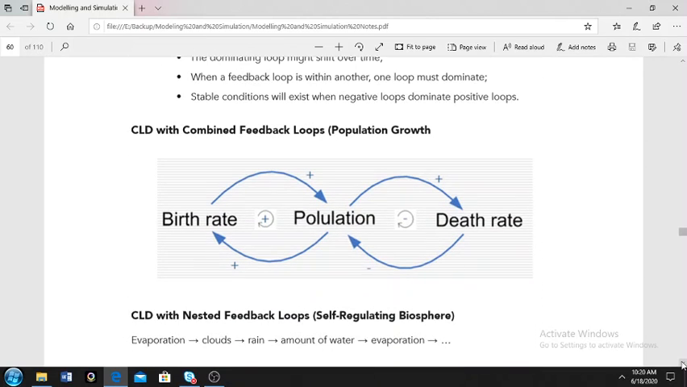Now let's have an example here. When the birth rate is high, the population is high. When the population is high, you get more births. So this feedback loop is reinforcing. But look, this one is balancing. The more population you get, the more deaths you get. The more deaths you get, the less population you have. So this is balancing because you have moved from more to less. And here you have moved from more to more. So this is reinforcing and this is balancing.